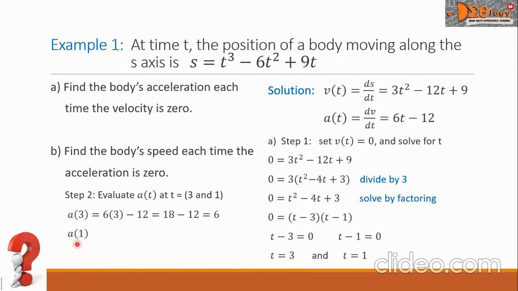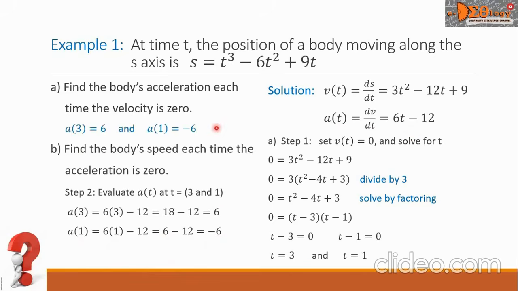Next is a of 1. The same function that we will use, and this is now equal to 6 times 1 minus 12 equals 6 minus 12 equals negative 6. So we have the answers for letter A. Let us write the answers below the problem A. So we have a of 3 equals 6 and a of 1 equals negative 6.